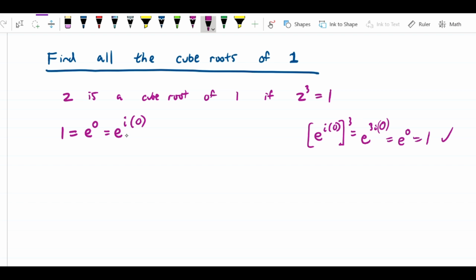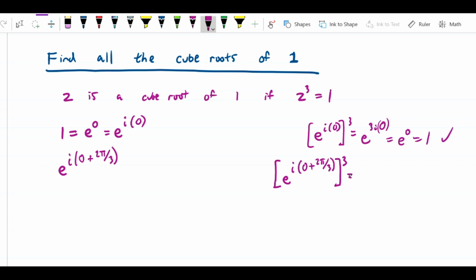Now let's see if we can find another cube root of 1. How about e to the i (0 plus 2 pi over 3)? I could just write that as e to the i 2 pi over 3, but once again, I'm just trying to demonstrate something here. So let's see if this is in fact a cube root of 1. You can probably guess that it is because I wouldn't have put it up if it isn't, but let me just show you why. So e to the i (0 plus 2 pi over 3).